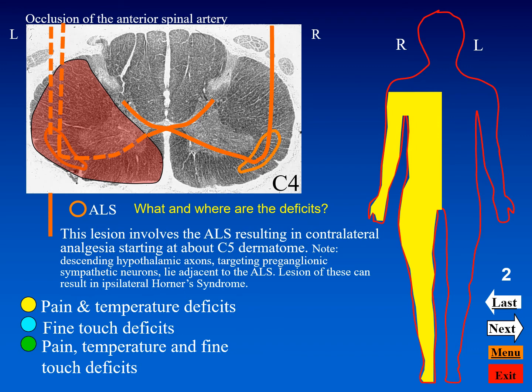In this, adjacent to the spinothalamic tract, there are descending hypothalamic fibers. So with such a lesion, there's often some autonomic nervous system deficits because of descending hypothalamic axons. One thing that may show up is an ipsilateral Horner syndrome in a patient with such a lesion.